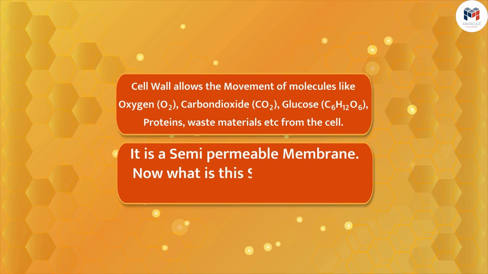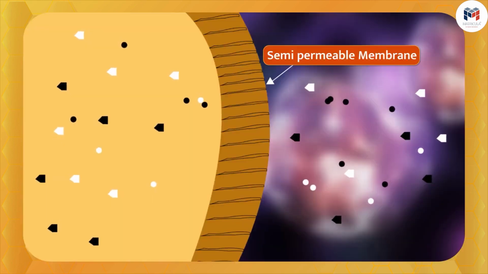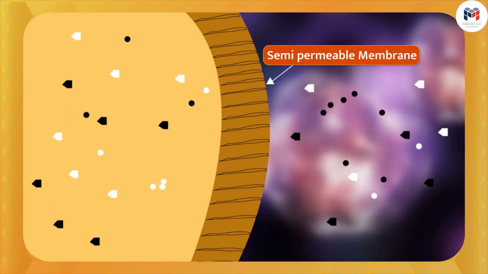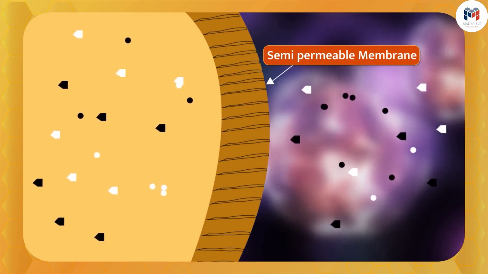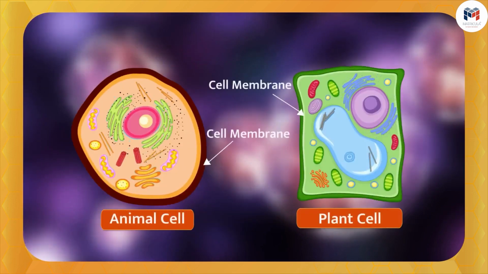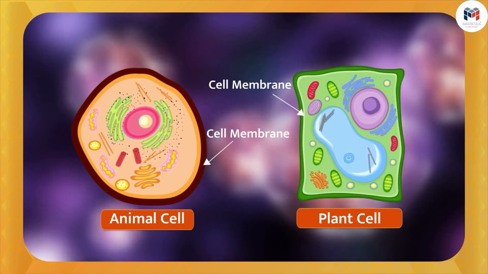Now, what is a semi-permeable membrane? The semi-permeable membrane allows the passage of certain particles and stops the movement of other particles. That is why it is the living part of the cell. It maintains the size of the cell and also protects the internal structure of the cell.